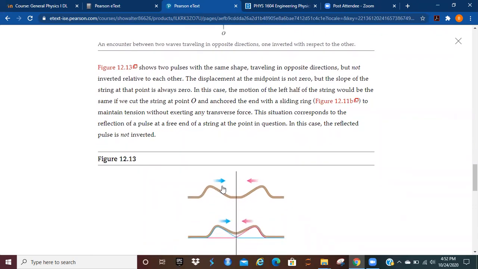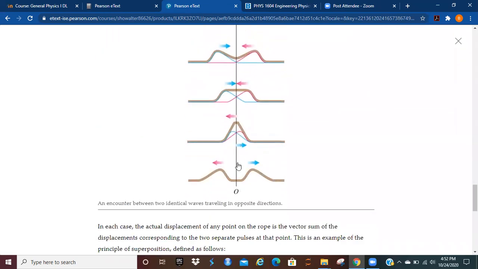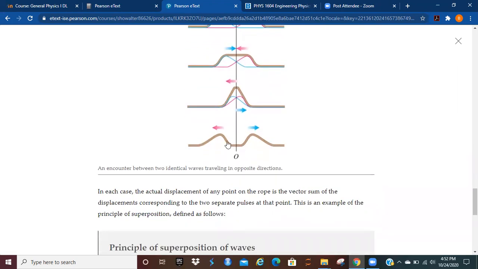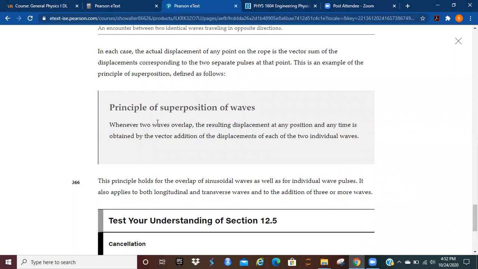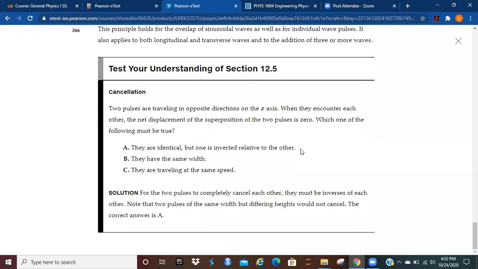So let's say you had two pulses coming together that were both on the upper end of the rope. As they come together, boom, you get a really high peak there, and then they continue to travel on their own way. So whenever two waves overlap, the resulting displacement at any position at any time is obtained by the vector addition of the displacements of each of the two individual waves.